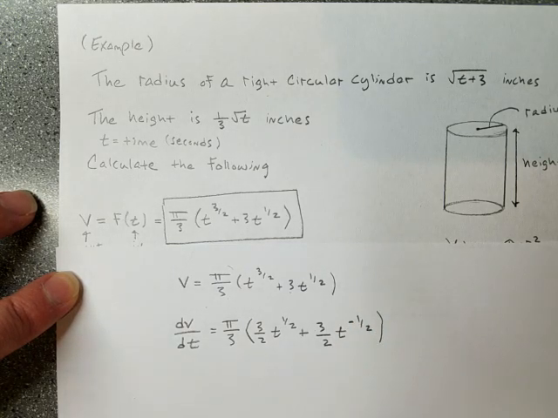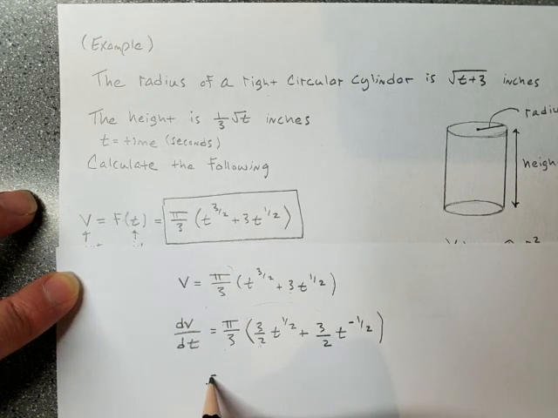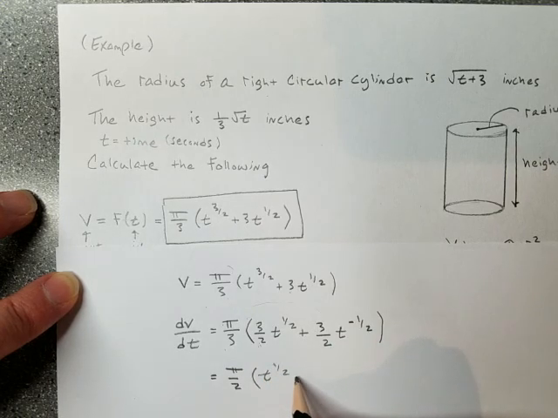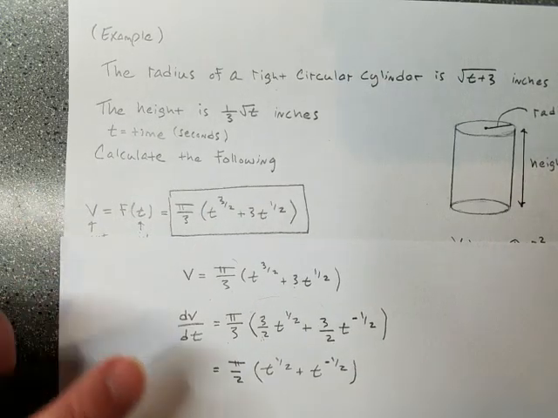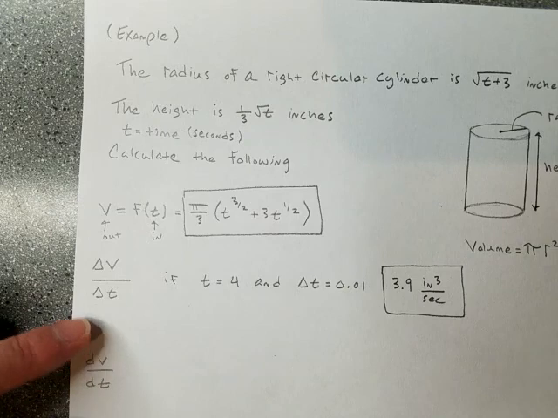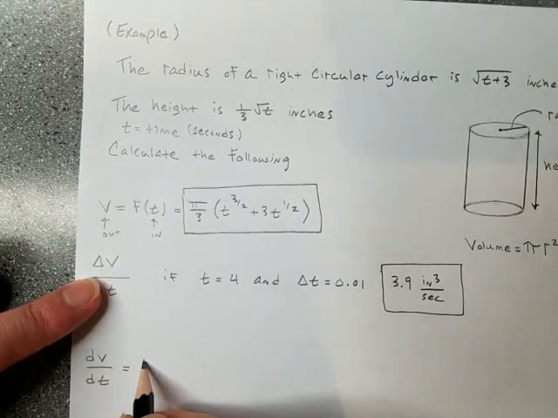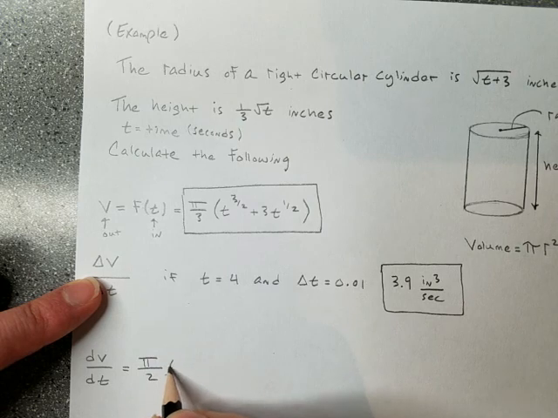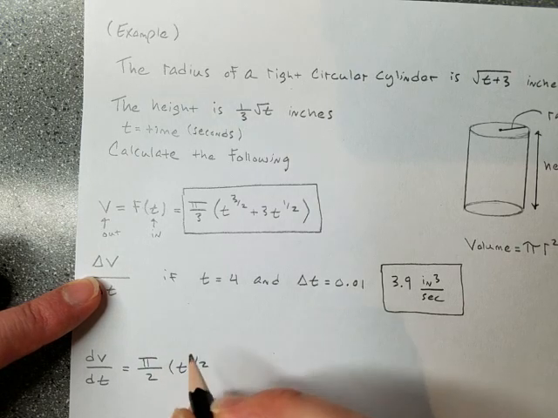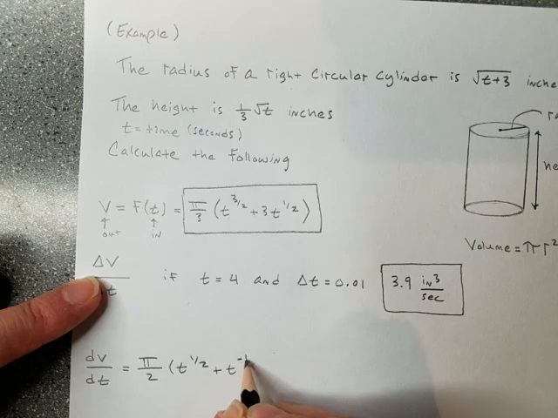So there's your derivative, but how about this? I can factor out the 3 over 2. It's common to both terms. If I factor that out, that's going to look like pi over 3 times 3 over 2. The 3's are going to cancel. And I'll get pi over 2 times t to the 1/2 plus t to the minus 1/2. Okay, so there's my answer for the derivative. Let's write that over here. So dV/dt is pi over 2 times t to the 1/2 plus t to the minus 1/2.